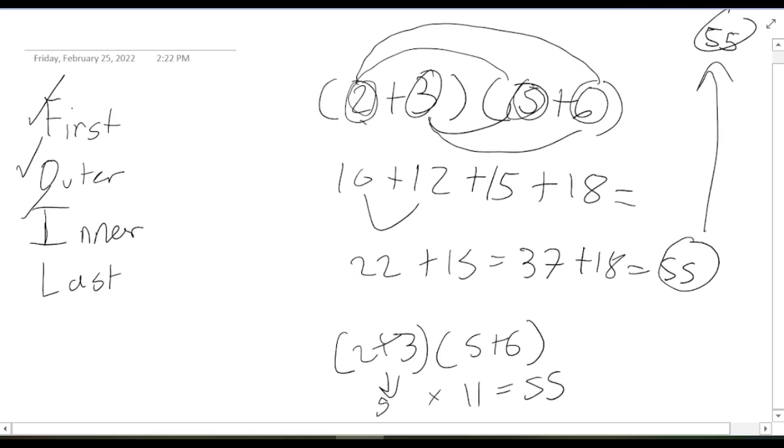And this is an important thing to note because this proves that the FOIL method works, right? Because if we got a separate answer, say if this was something like 60, we know that FOIL wouldn't be a valid method, because when we solve it by just adding our numbers on the inside and then multiplying together, it just wouldn't work.